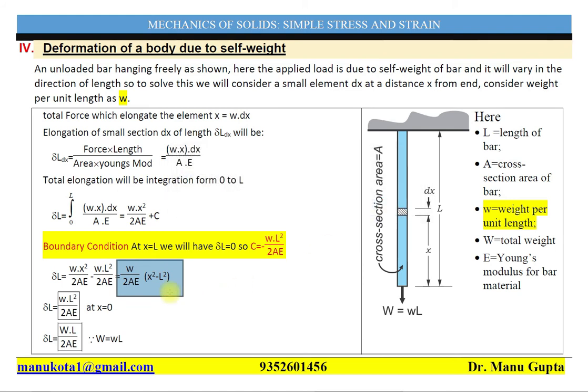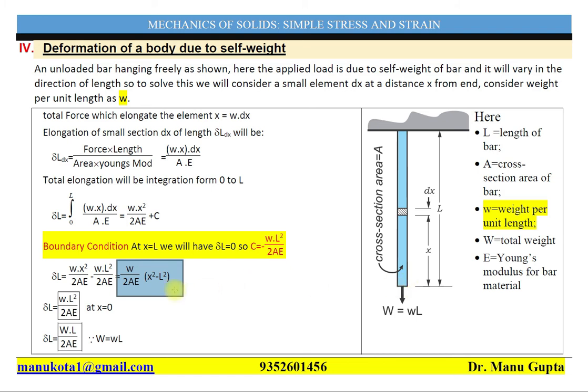This equation is useful to find the elongation at any point. Suppose the question asks what will be the elongation at x equal to 2 by 3, this 1 by 3 element, what will its elongation be? So we can find any elongation in between. And for the end point, where is the end point? When x is equal to 0. So total elongation will be at the end point when x is equal to 0.